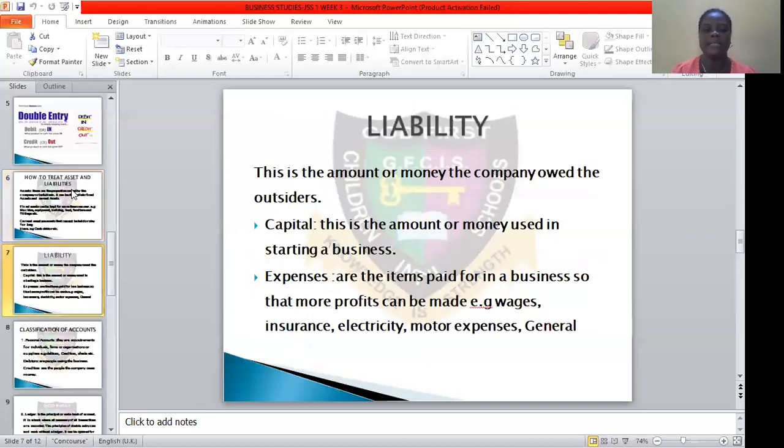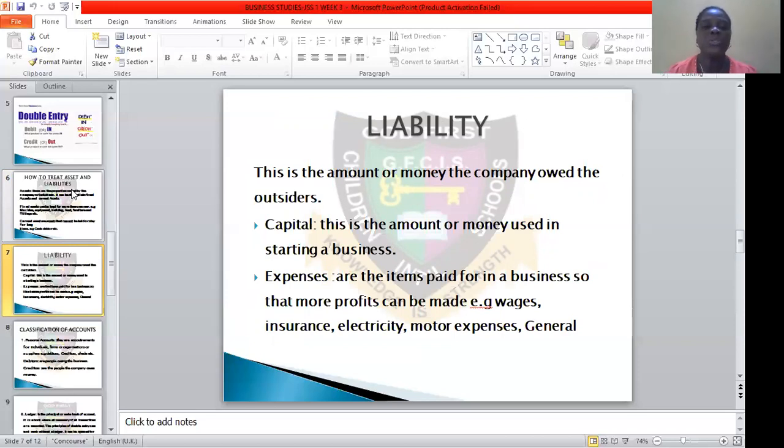Let's look at another subtopic, which is liability. Liability is the money the company is owing outsiders. A company has liquid, and liquid in business studies is money to operate the company. But some would tend to borrow money. And at times, when you need to buy some things on credit, it is the liability of such an organization. That is liability, the amount of money the company owes others.